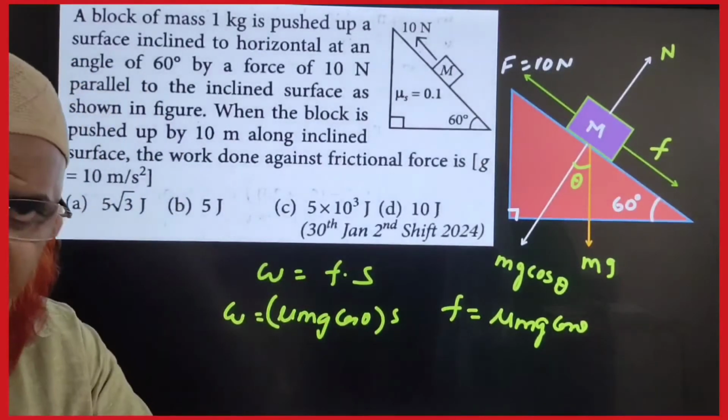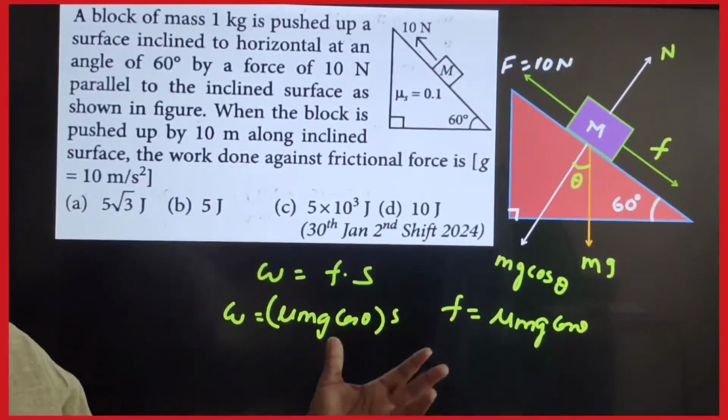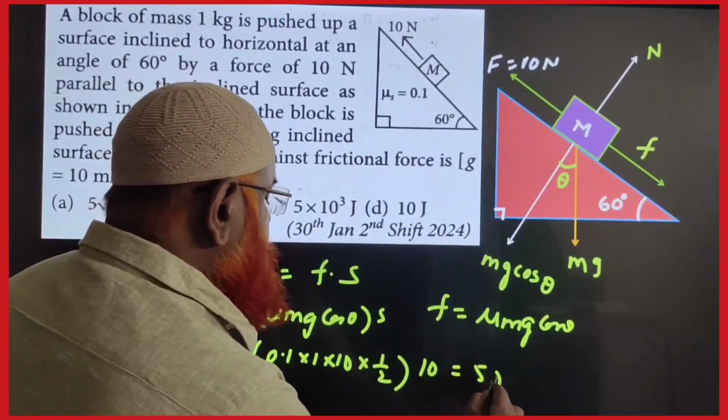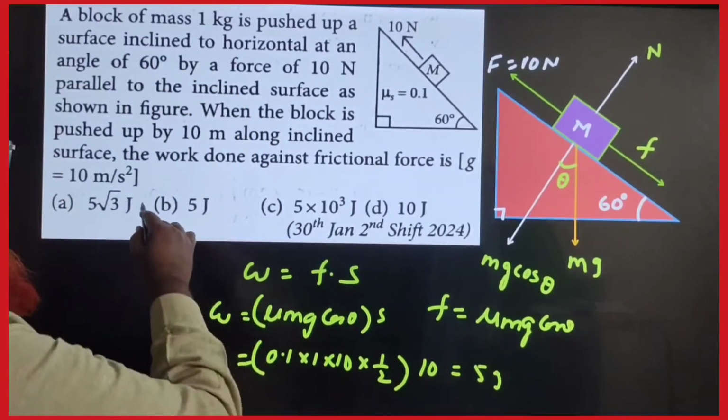This is going to be a shortcut formula. If you substitute, you'll get the answer directly. Let us see here. And your final answer is going to be 5 joules when you calculate and substitute here. Therefore, 5 joules is your answer.